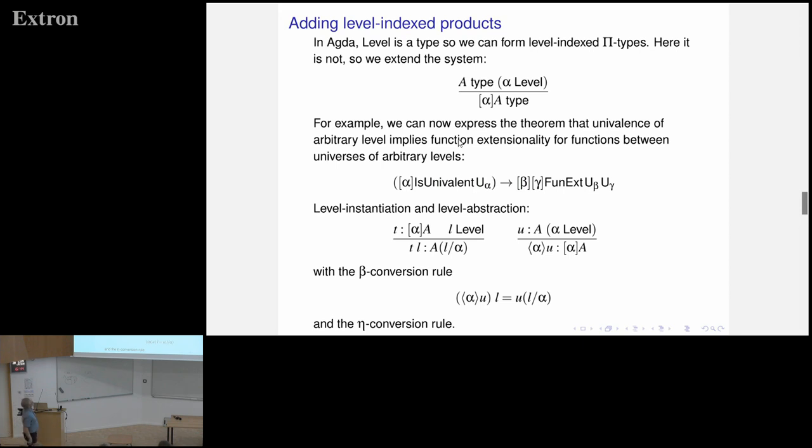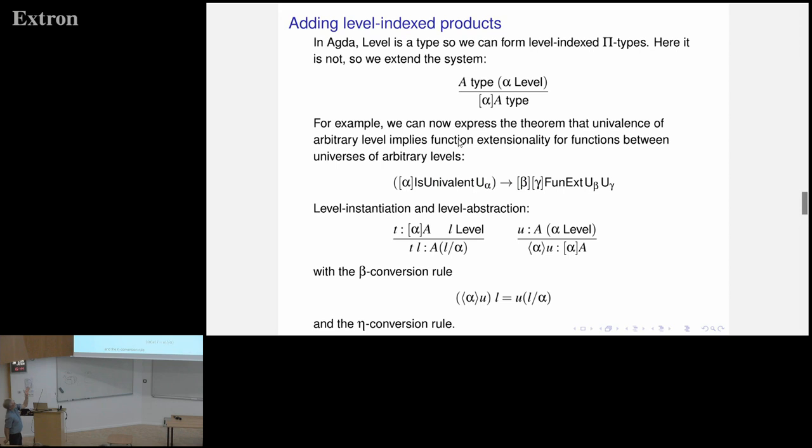And this makes it possible to have a special type, saying, for example, that if we know that all universes U alpha for arbitrary universe levels are univalent, then we can prove that all functions between elements in two arbitrary universes U beta and U gamma satisfy the principle of function extensionality.